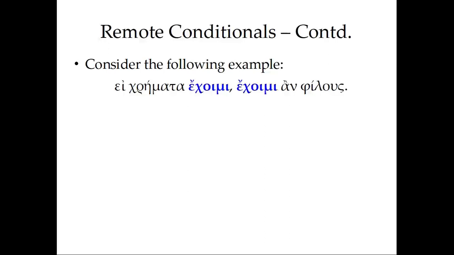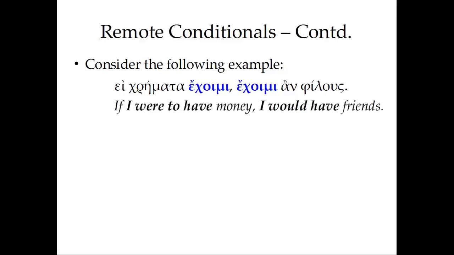Here we're saying something a little different. Here we're using the optative in both the protasis, the first part of the sentence, starting with the ei, the if part of the sentence, and in the apodosis, with an. Now this means something like, if I were to have money, or if I had money, then I would have friends, or then I might have friends. If I were to have money, I would have friends. If I were to have money, I might have friends. If I had money, I would have friends.